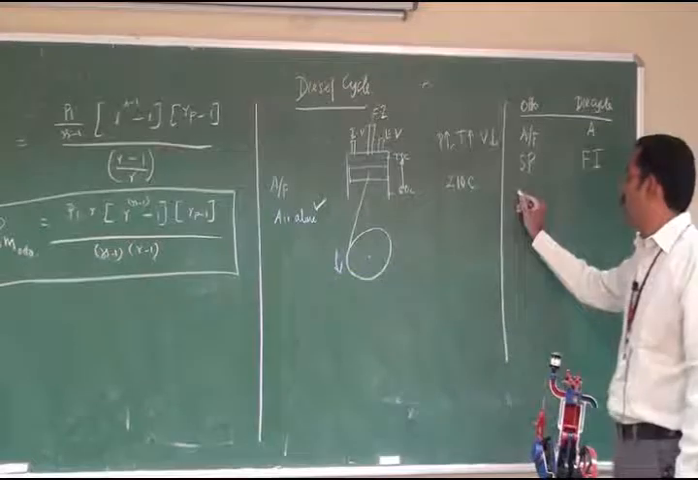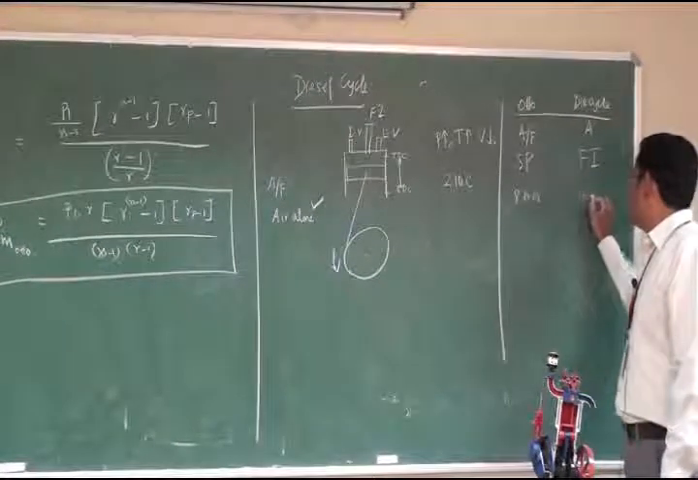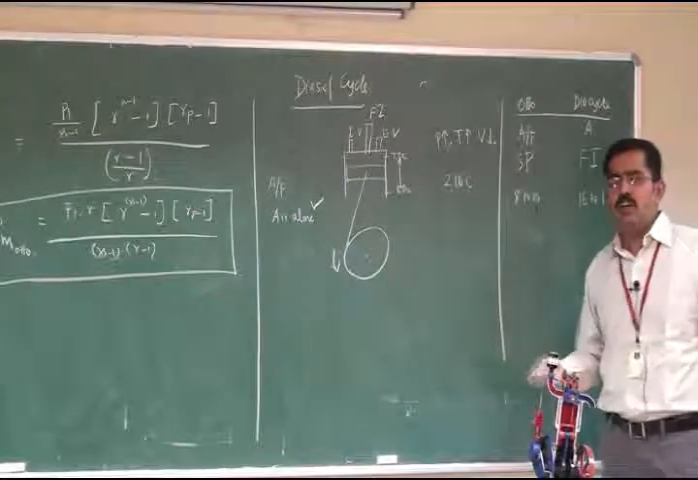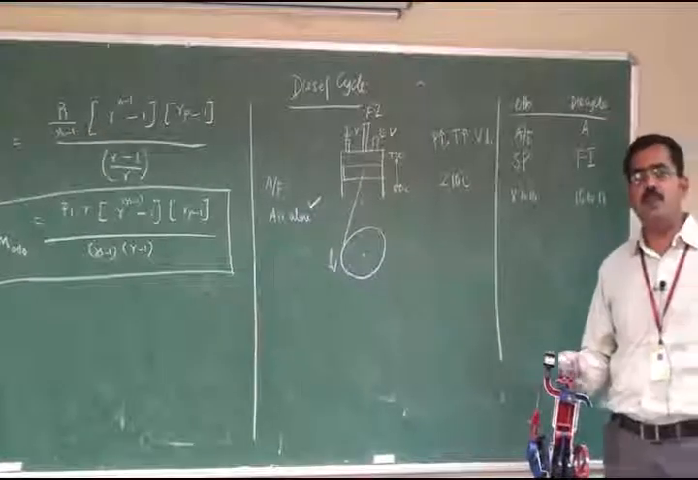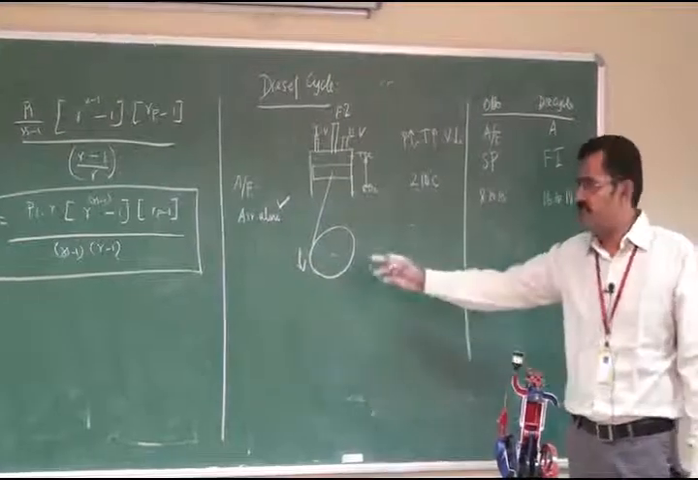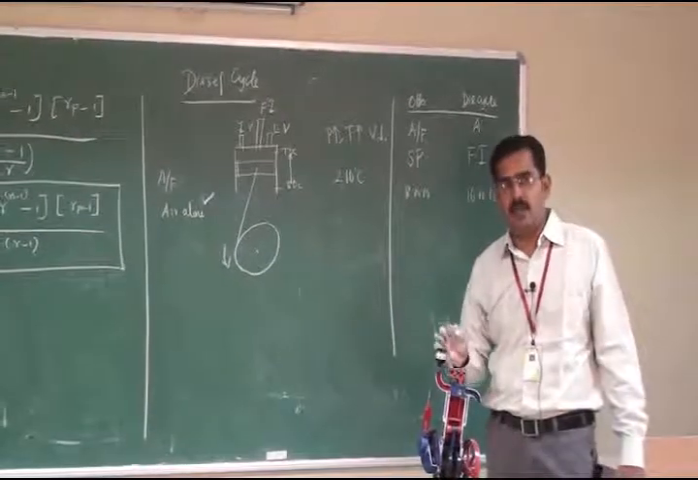Then what will the compression ratio be? Here 8 to 10, here 16 to 18. What is the effect of compression ratio? When we are increasing the compression ratio, what will happen? The brake thermal efficiency will increase, as seen in the derivation. Then automatically brake specific fuel consumption will decrease.